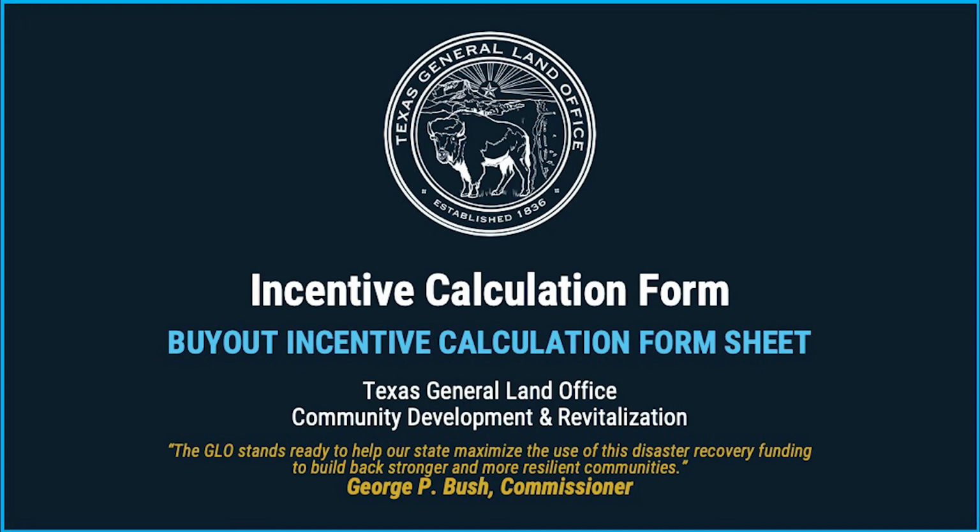The final sheet in the incentive calculation form is the buyout incentive calculation form. The buyout incentive calculation form, found on the buyout incentive sheet, is for the use of applicants applying for buyout incentives in addition to the fair market value of their home. See the introduction section of this video for information on eligibility for buyout incentives. If applicants are eligible and will be applying for buyout incentives, they must complete the buyout incentive calculation form.